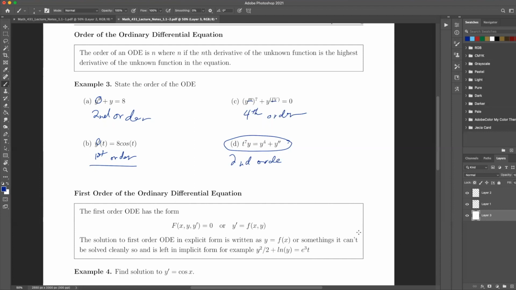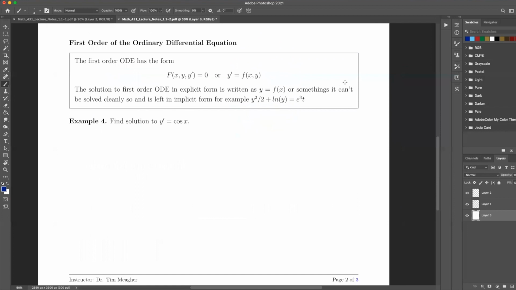So let's talk about what a solution is in the last 5 minutes, and we'll end on this page. All right, so a first order ODE is a function of its independent variable, the actual function itself, and its derivative, and we set that equal to 0. Or often we just have the derivative is equal to some function of x and y, where x is the independent variable and y is the dependent variable.